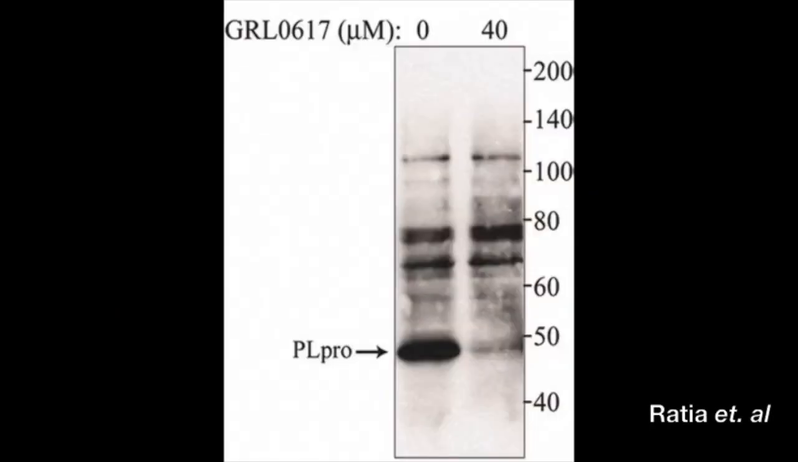Deubiquitinating enzymes can be labeled by HA-Ub vinyl sulfone, an active site probe. If labeled, the protein can be shown in a gel using a Western blot. PLpro, a DUB, was tested with and without GRL0617. When no inhibitor was present, the PLpro was able to be labeled, and thus it could be visualized on the gel. In the presence of inhibitor, the band is absent, which shows that GRL0617 was bound to PLpro.